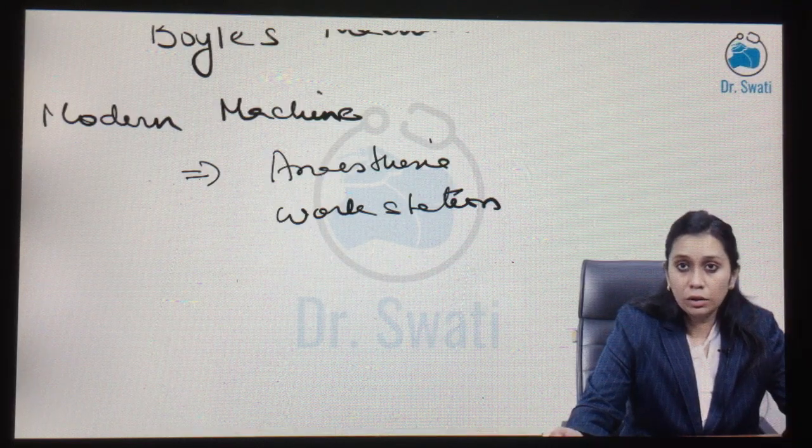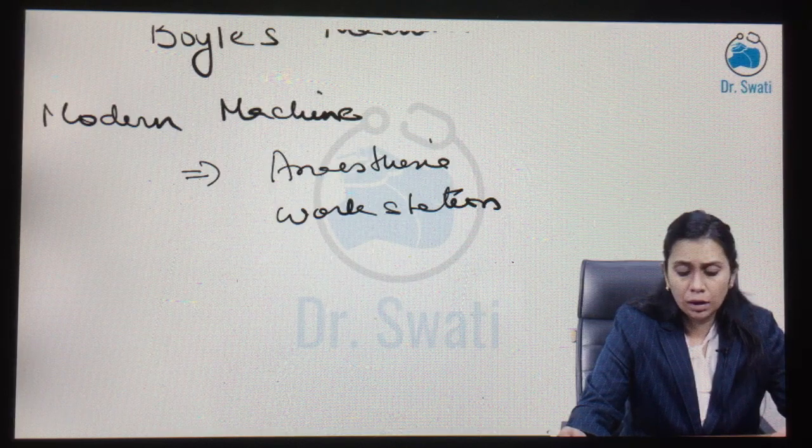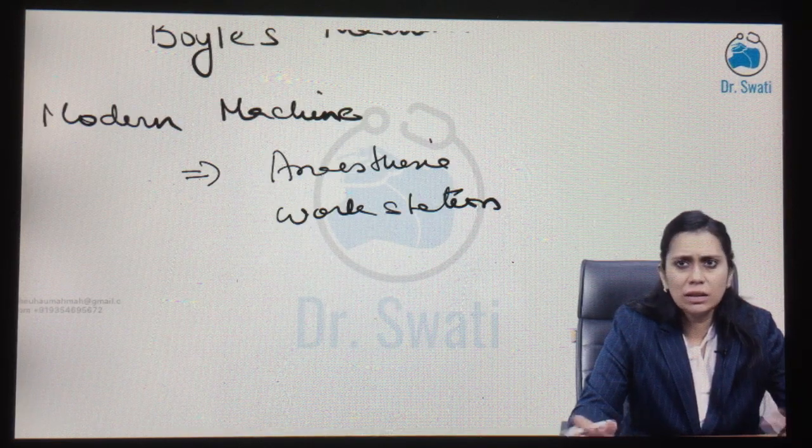It has a lot of new things added to it. It has a ventilator incorporated in it. It has monitors incorporated in it. It's a very sophisticated version with a lot of safety features. But the basic design of Dr. Boyle's machine and the modern anesthesia workstation is still the same. So let us discuss the basic design of the anesthesia machine, right? And then I will tell you the most important addition done in the modern anesthesia workstation. Got it?